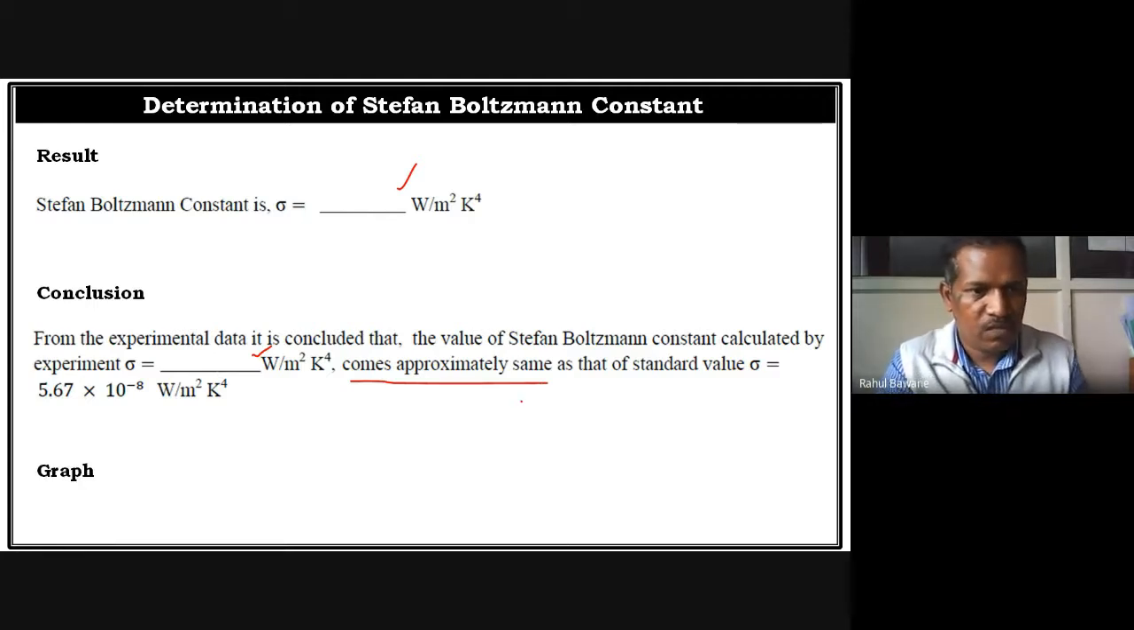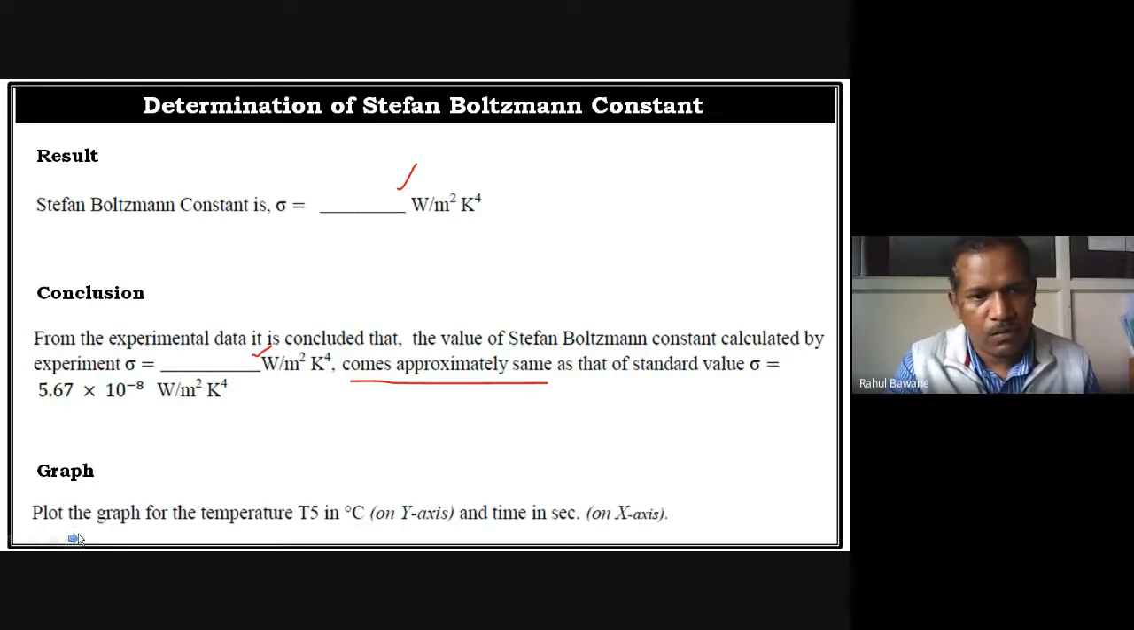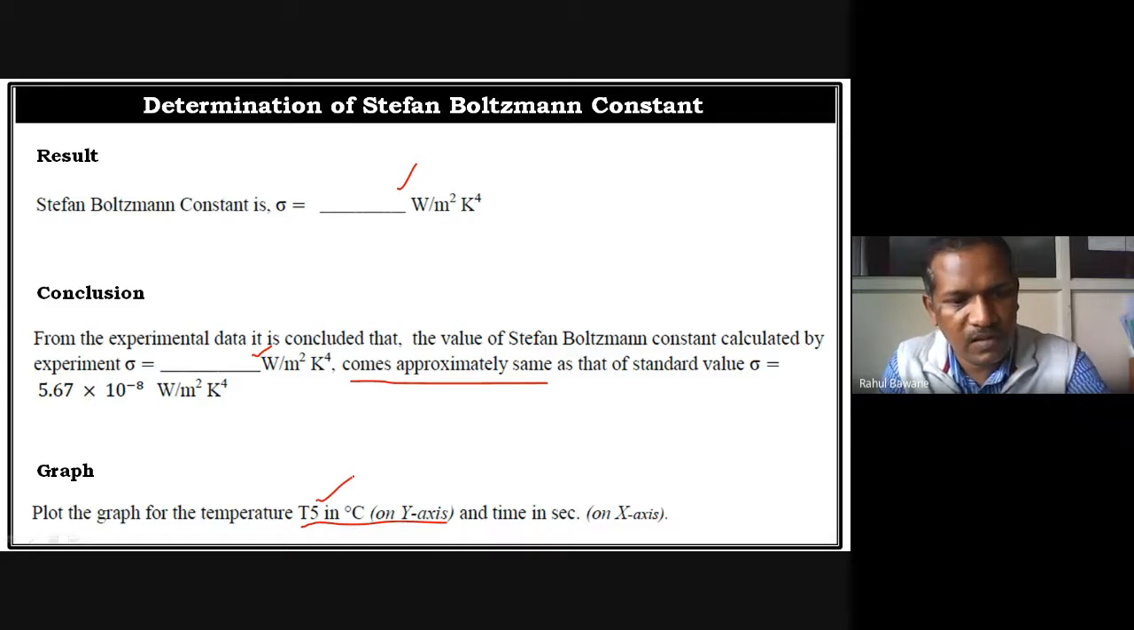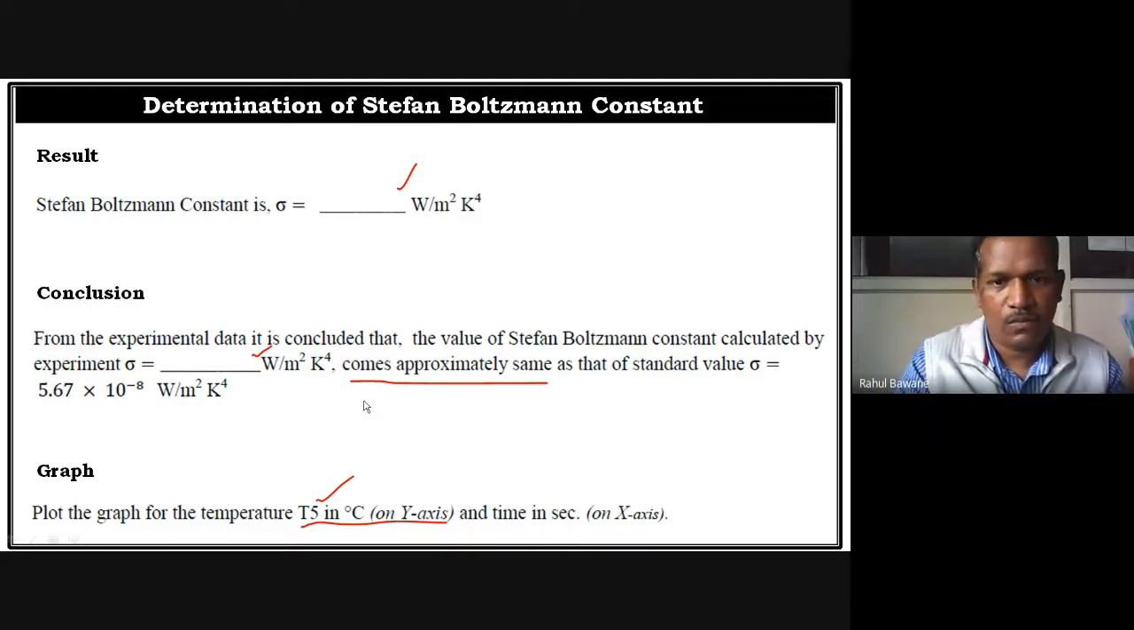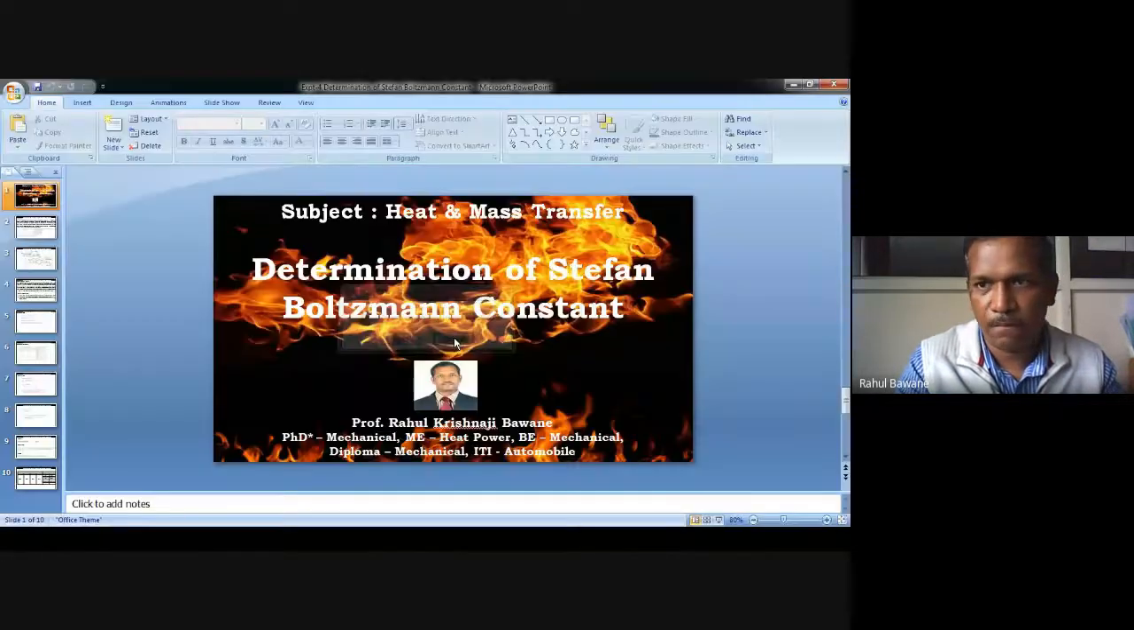And the last, we have to plot one graph. For the graph, we will take temperature T5 only. T5 temperature at 0 second, 10 second, 20 second on the y-axis, and time on the x-axis. So variation in temperature on the y-axis and time on the x-axis. Now hereafter, we will move on to our experimental setup and then come back to our slide again.